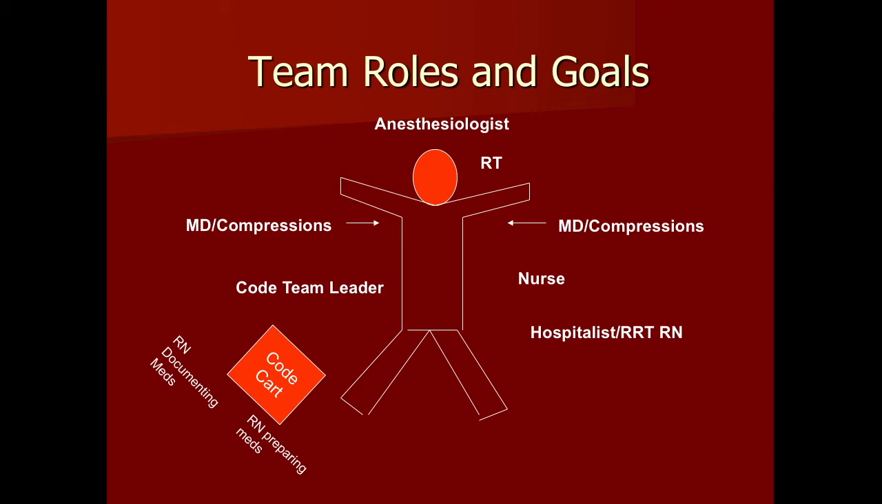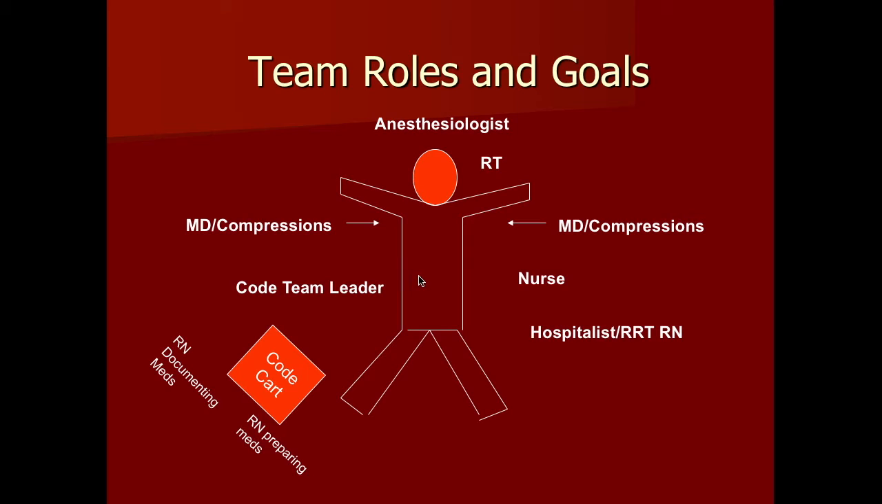Team roles and goals. What you see here is a diagram of how it is recommended the code should run. First and foremost, you want to get everyone out of the room that is not associated with the code. Too many people equals too much chaos. So here you have the anesthesiologist at the head of the bed. They will be working with the airway along with the respiratory therapist.